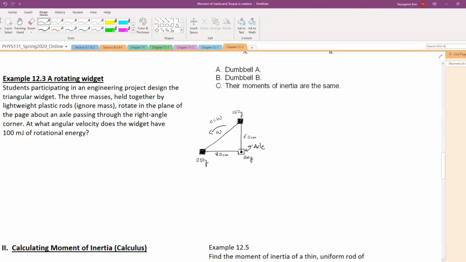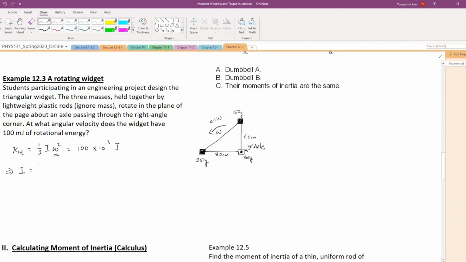And the question is asking, at what angular velocity does the widget have when there's 100 millijoule of rotational energy? So we know that the total rotational kinetic energy is equal to 1/2 moment of inertia times the angular velocity squared. And since we're given the kinetic energy is equal to 100 millijoule, and we are asked to find the angular velocity, this is essentially asking us about what is the moment of inertia in this rotating object.